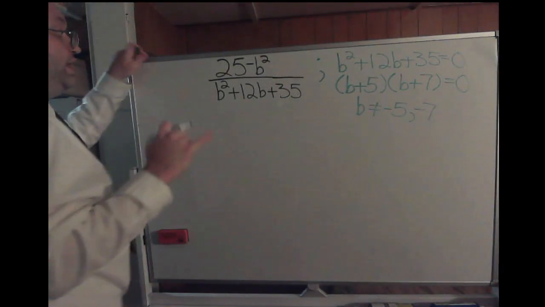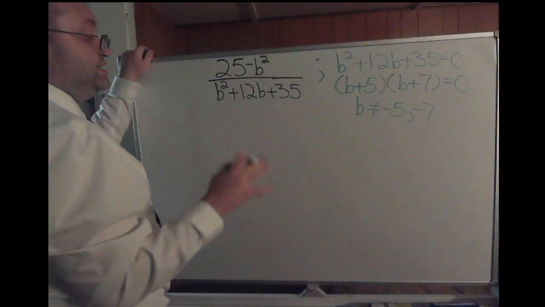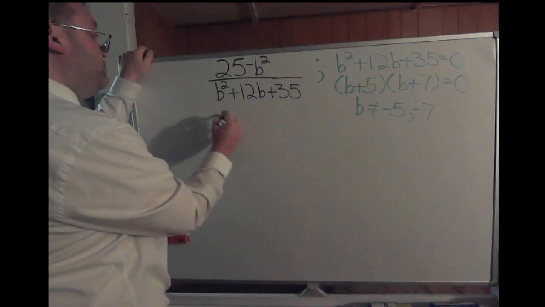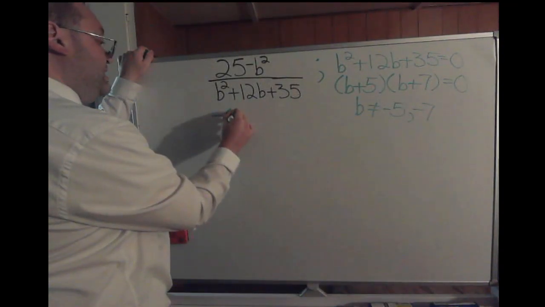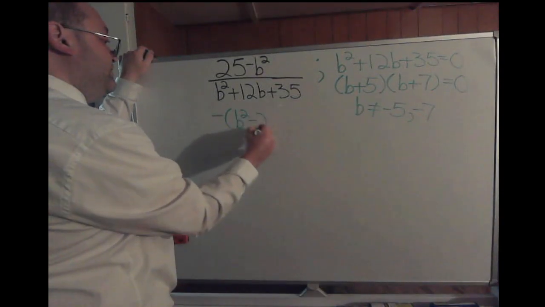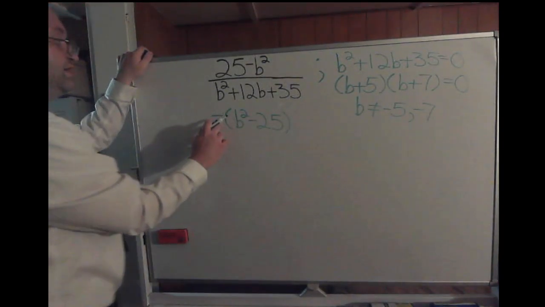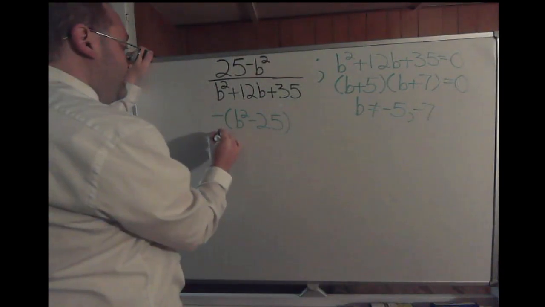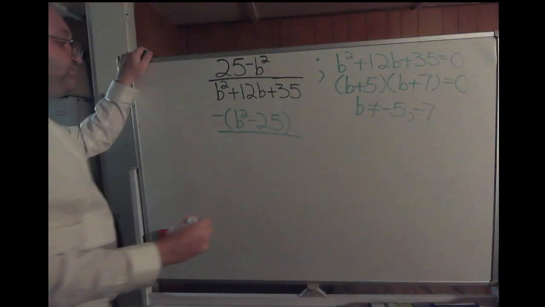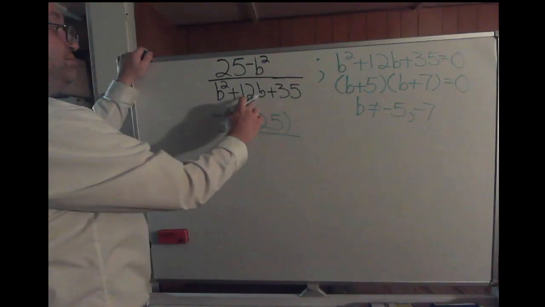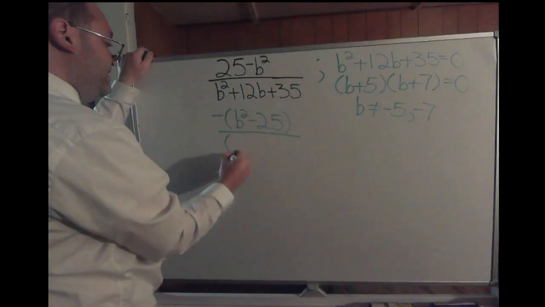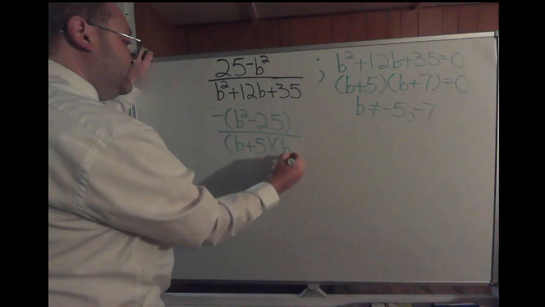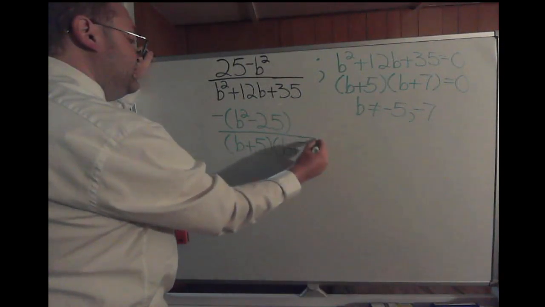So now, let's go ahead here. Let's deal with the numerator. First, we have 25 minus b squared. Well, we always like to put the variable first, so you could factor out a negative 1. If you did that, you would get b squared minus 25. Then you distribute the negative, you get negative b squared plus 25, which is the same as 25 minus b squared. Now over here we factored the b squared plus 12b plus 35. That will be the quantity of b plus 5 times the quantity of b plus 7 in the denominator.